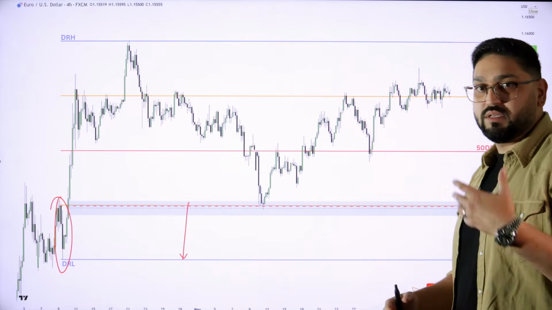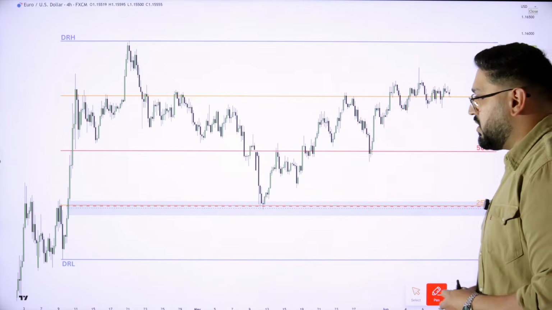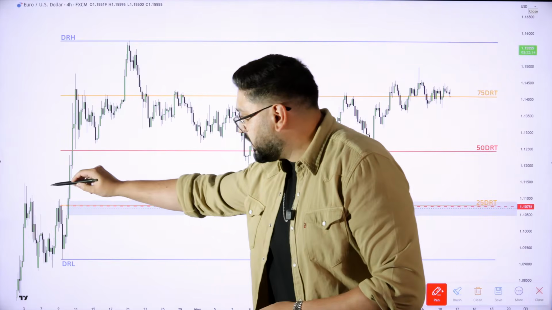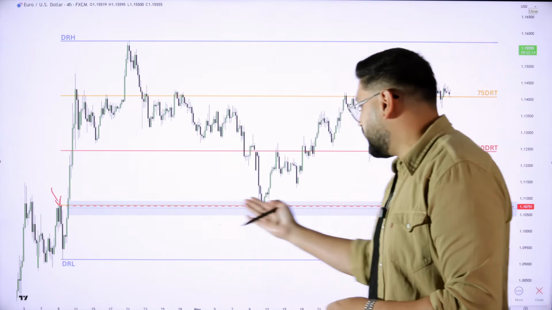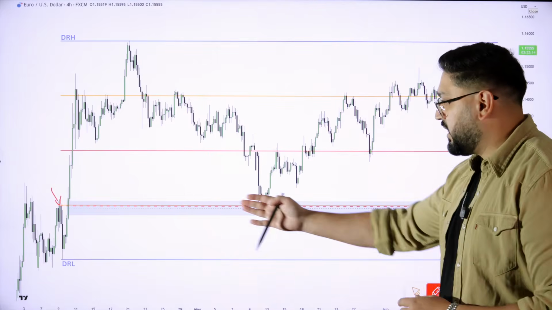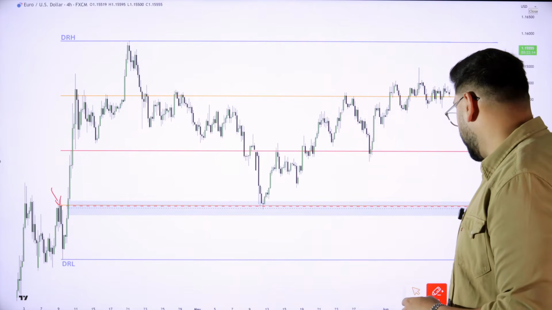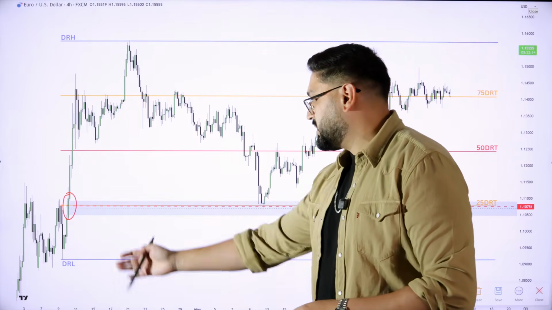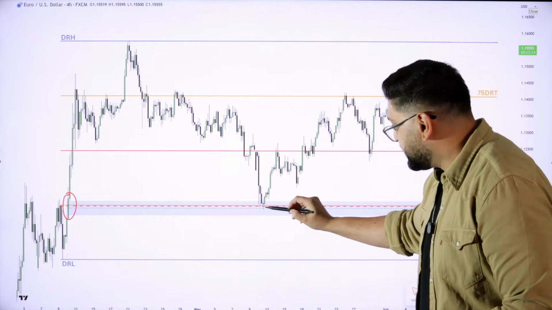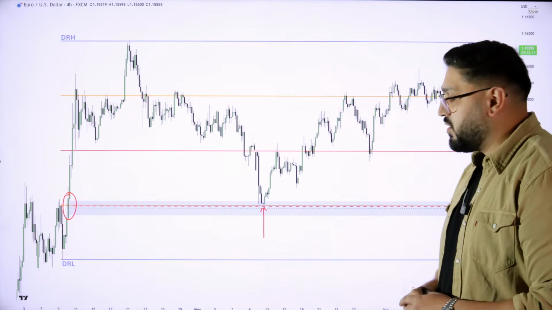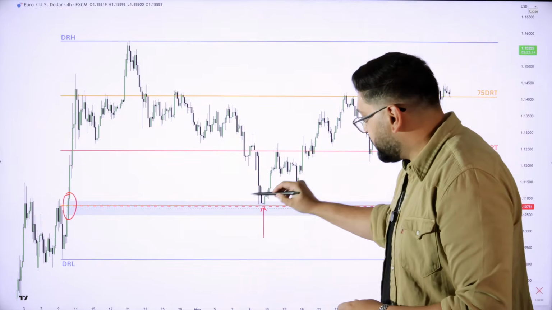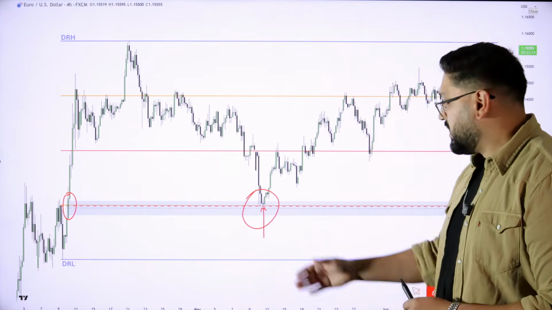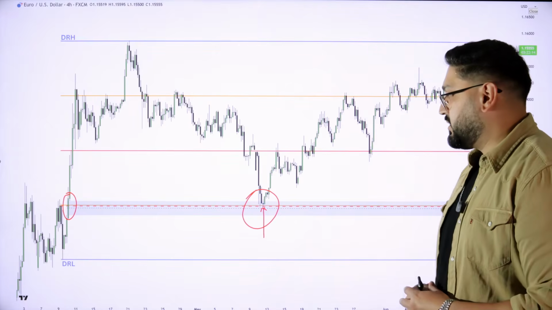Again, I've explained this in previous videos. Note the opening price of the order block, which is this red dashed line, how that overlaps with that 25 DRT level. And also we have the consequent encroachment, which is that black dashed line. And you can see the reaction that we've had over here. So we have a converging of arrays with that 25 DRT level.